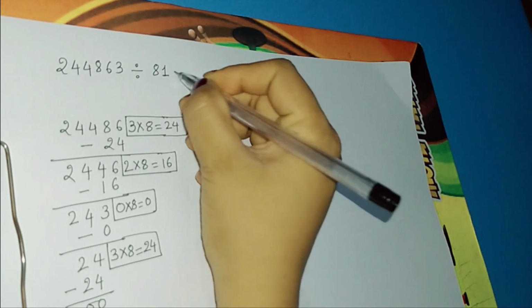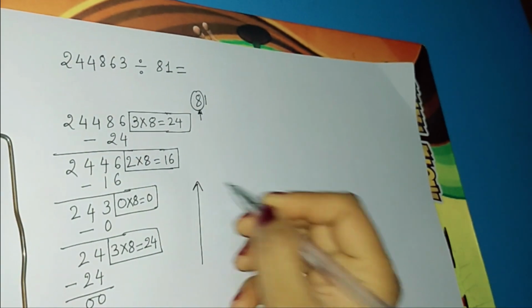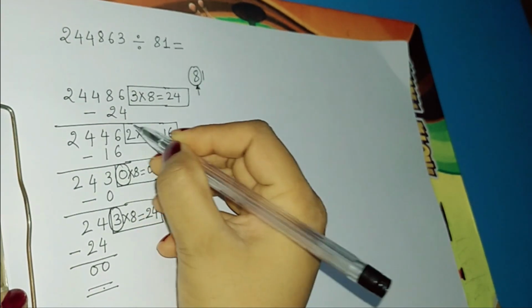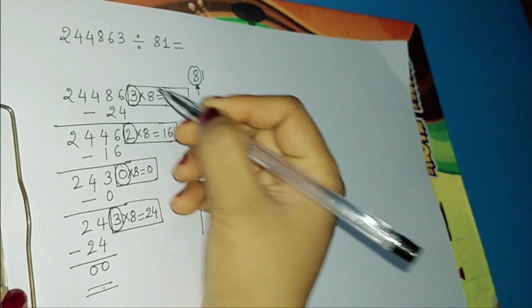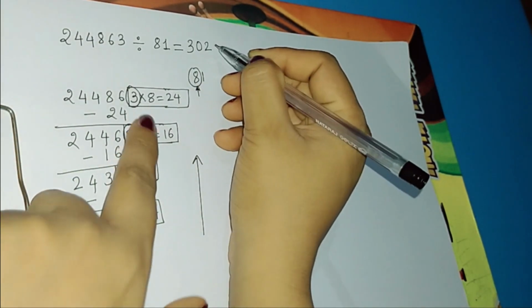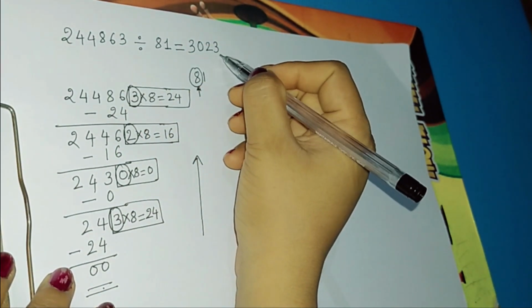And if we want to know what is the answer for this question, we need to go from bottom to up. We need to circle this 3, this 0, this 2 and this 3. So finally the answer for this question is 3023.